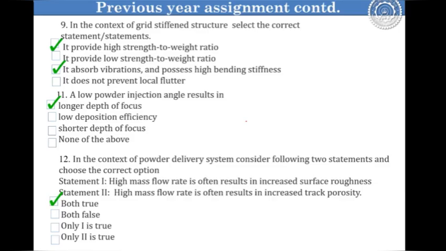High mass flow rate often results in increased surface roughness, because only this much amount of powder can be melted and solidified. If your mass flow rate is higher, that means you are providing more powder than necessary, so it can get fused together and give you surface roughness. And it can also increase the track porosity because of the inter-particle interaction in the melt.